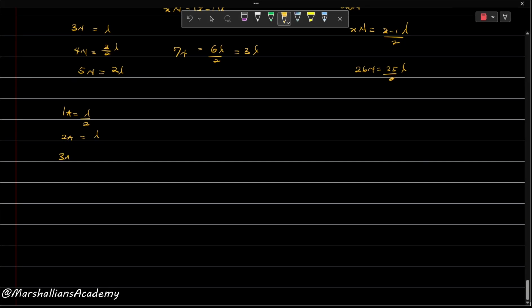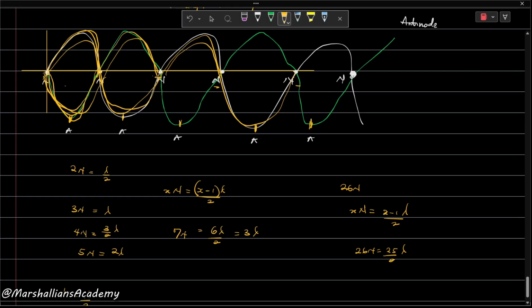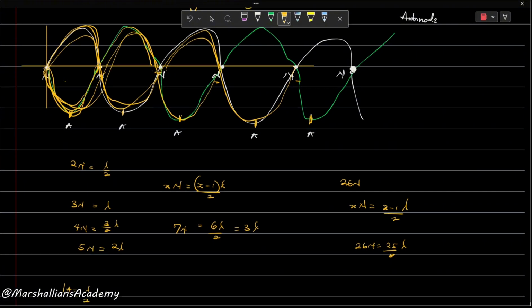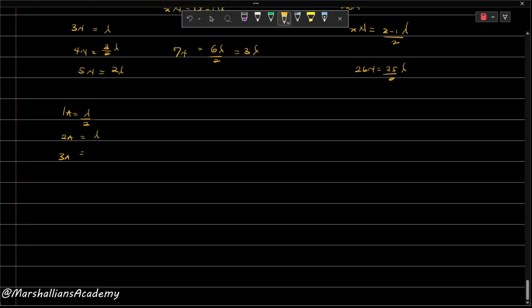Three antinodes. Look at it, antinode 1, antinode 2, antinode 3. So if you trace it, we have wavelength 1, then half. So we have 1.5 wavelengths. That's 3 over 2. If we have 4 antinodes, you should know it's going to be 4 over 2 wavelengths.